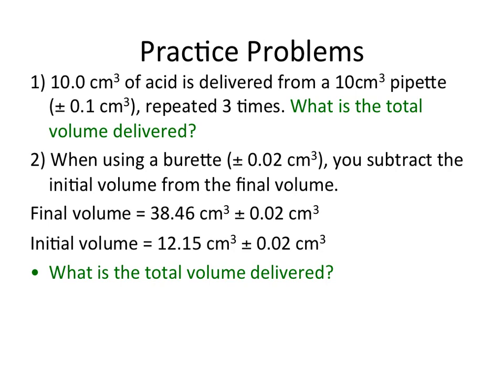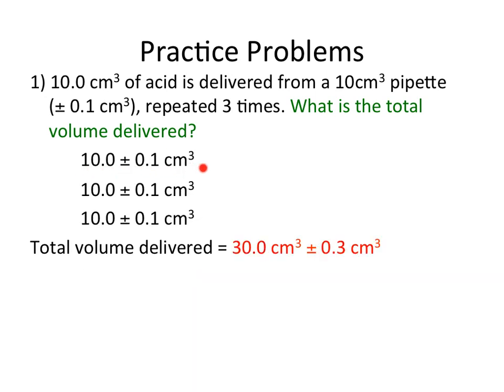Looking at two more example problems. Here we are delivering acid using a pipette. We're delivering 10.0 centimeters cubed or 10 milliliters, and our pipette has an uncertainty of plus or minus 0.1 centimeters cubed, and we do this 3 times.